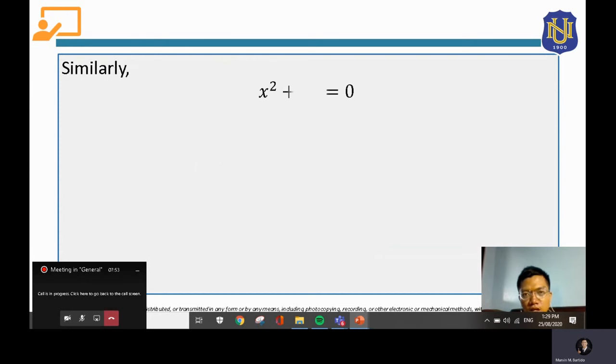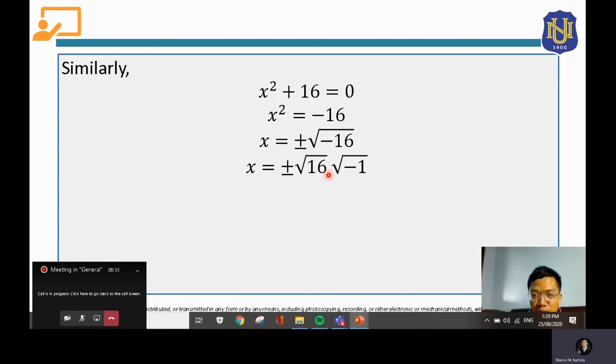Similarly, let's consider x squared plus 16 is equal to 0. To find the solution for this quadratic equation, we have to solve for the value of x. Solving for x, x squared is equal to negative 16. And we have to square root both sides of the equation, so x is equal to positive or negative square root of negative 16. As we know, square root of negative 16 has no value. Even if you input that to your calculator, it won't give you an answer.